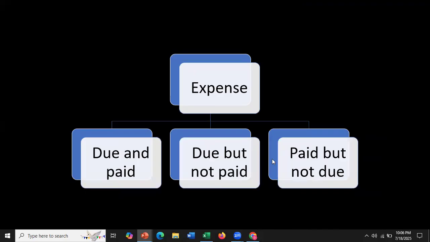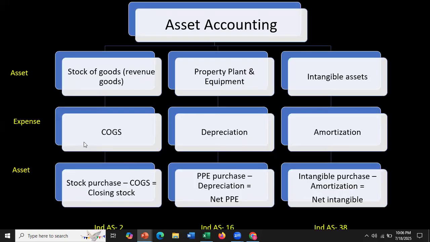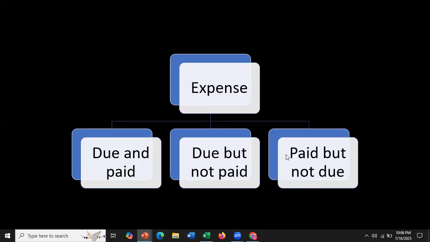Similarly, expenses are expired benefits. Expenses are the costs incurred to generate income. So all these, COGS, depreciation, amortization, are very obvious expenses. There are other expenses like salary, rent, electricity, and so on and so forth.